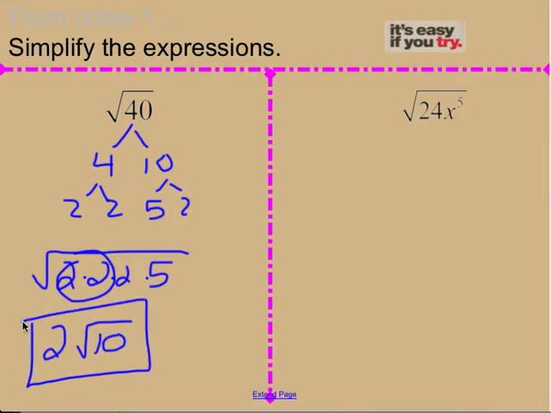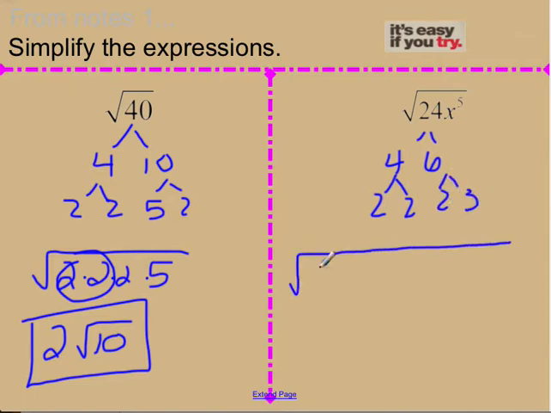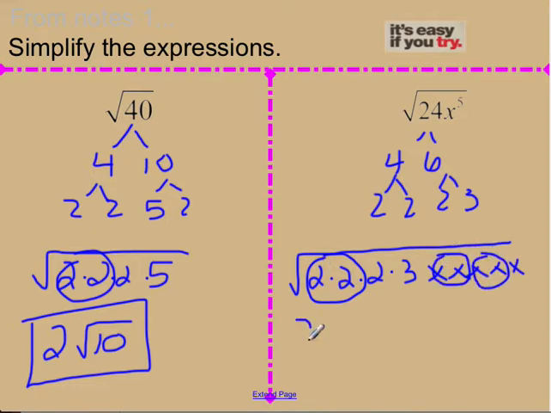So I take that pair of 2's out, and left underneath the radical I have 2 times the square root of 10. Taking a look at 24, again looking for perfect squares. So I use 4 and 6 because 4 I can break down to 2 and 2, 6 I can break down to 2 and 3. So then, left underneath the radical, I have 2 times 2 times 2 times 3, and then I have 1, 2, 3, 4, 5 x's. So now we want to find our pairs. We have 1 pair, 2 pair, and 3 pair. So I have a pair of 2's, a pair of x's, and another pair of x's. And then underneath the radical, I have 2 times 3 times x.